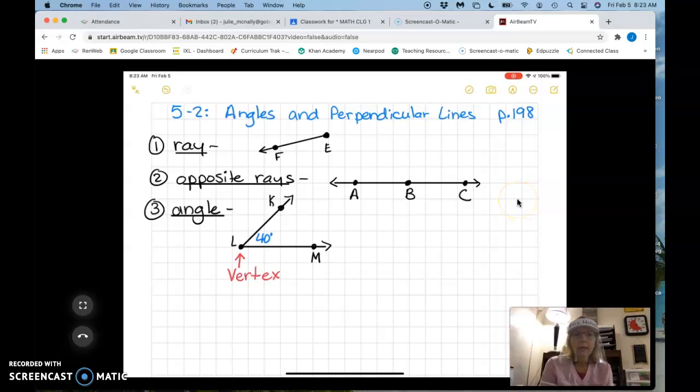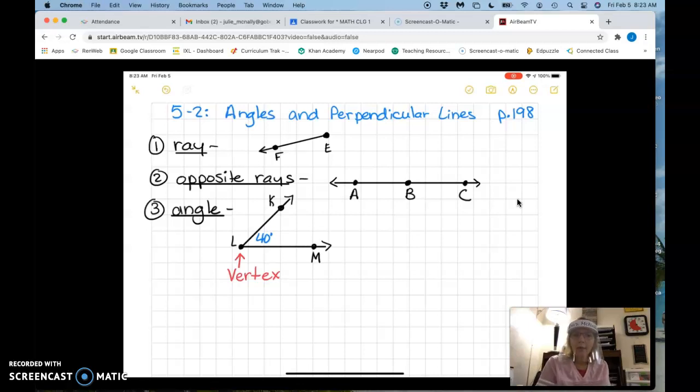Okay, so today we are starting section 5-2, angles and perpendicular lines on page 198. And we're going to do quite a bit of vocabulary before we start. So this should all be a review from 10th grade geometry class.